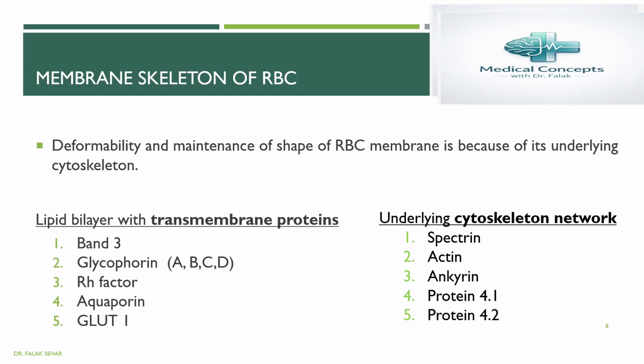The red blood cell membrane has two main components. First, the lipid bilayer with transmembrane proteins such as band-3, glycophorins, Rh factor, aquaporin, and GLUT1 transporter. These proteins are mainly involved in transport and surface function. Second, the underlying cytoskeletal network, which includes spectrin, actin, ankyrin, protein 4.1, and protein 4.2. This network provides mechanical strength and flexibility to the cell membrane. The interaction between these two components, membrane proteins and the cytoskeleton, is what allows the red blood cells to maintain their shape while remaining highly deformable.